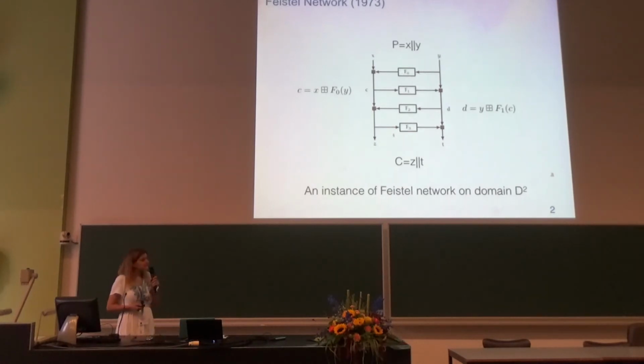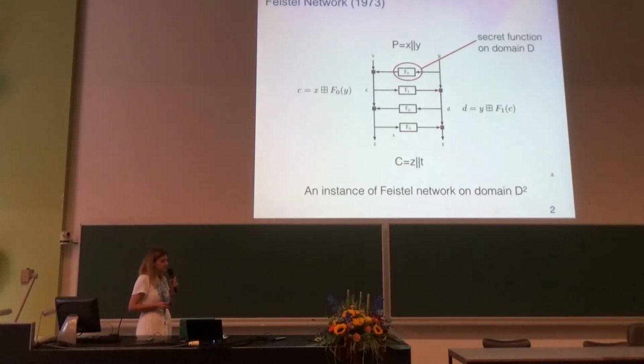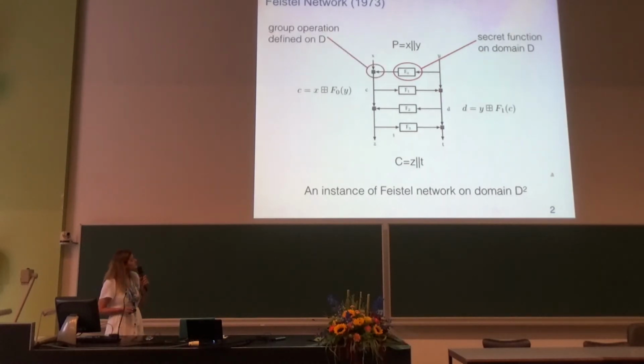So I show you an instance of a Feistel network with 4 iterations in this picture, and each iteration is basically called a round, and the round consists of 2 components. The first component is a round function, a secret function on domain D. And the second component is a group operation defined on D.